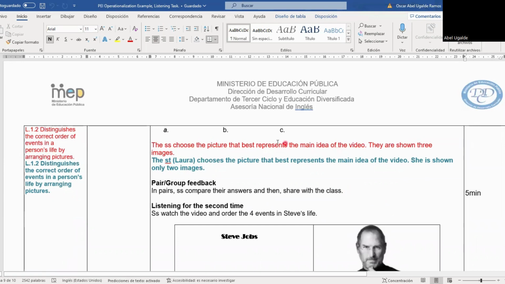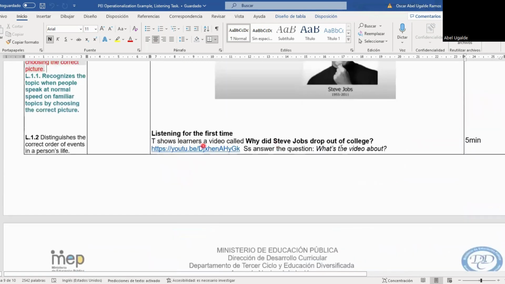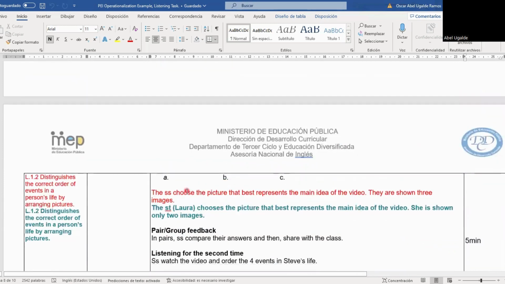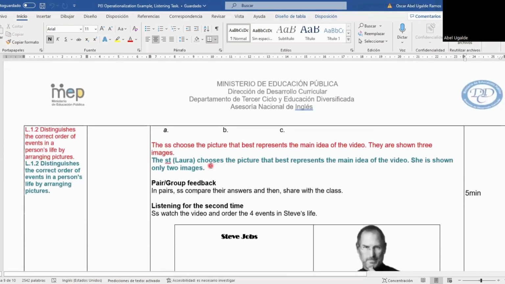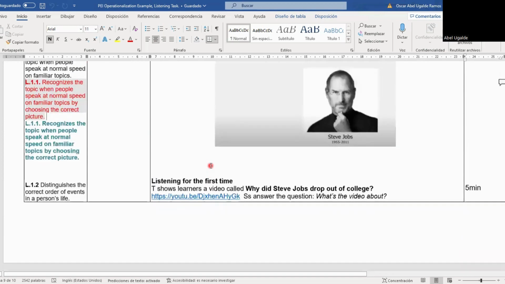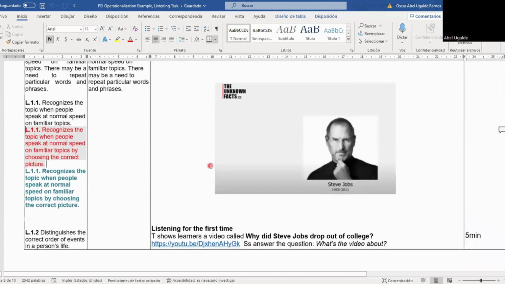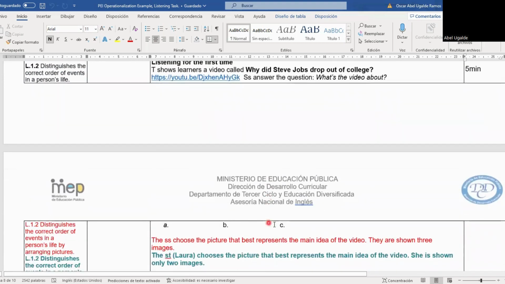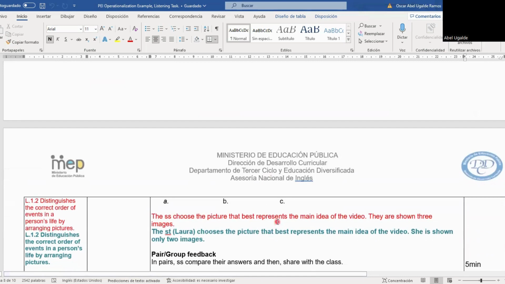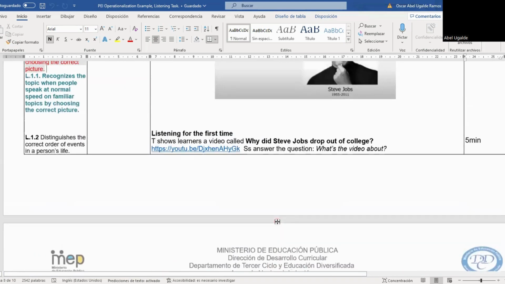We have 3 options, written options, for the whole group. For Ignacio and Oscar, we have 3 images. For Laura, we have 2 images, right? They are doing the same task. They are looking for the topic of the video. They are listening or watching the same video as the group, but we are simplifying the task. And that's something that we can do for all the groups.